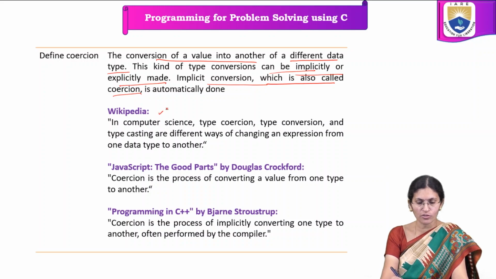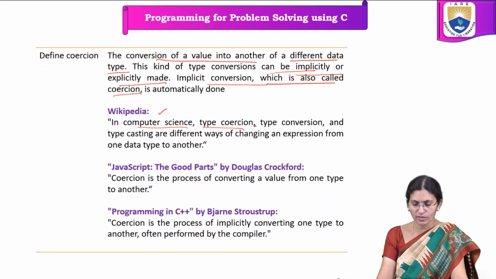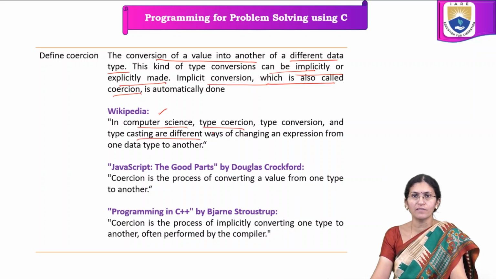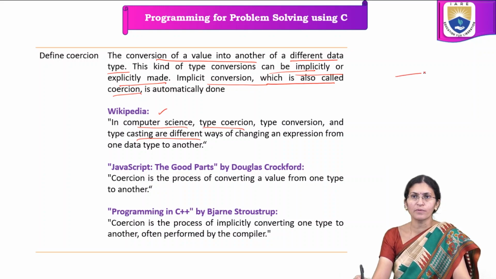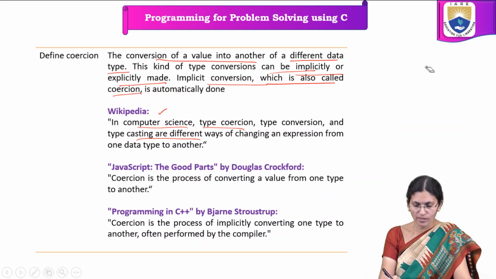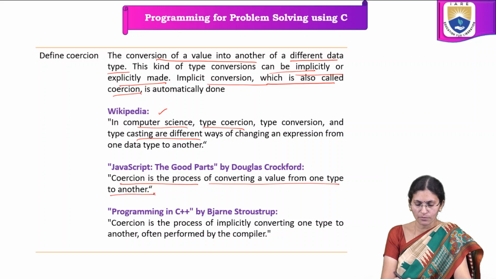Now let us see the definitions of coercion according to various authors. According to Wikipedia, in computer science, type coercion, type conversion, and typecasting are different ways of changing an expression from one data type to another. So the result of an expression will give you a data type. In order to change the data type, you need to typecast or type convert it, implicitly or explicitly. So implicit conversion is type coercion. Coercion is the process of converting a value from one type to another.